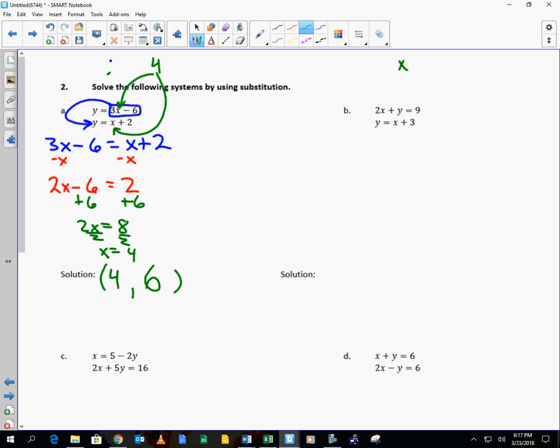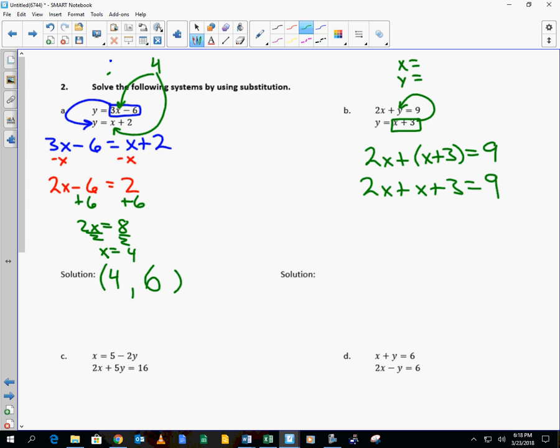Substitution, we need an x equals or we need a y equals. You can see here you have a y equals. Place it in for the y. 2x plus the quantity x plus 3 is equal to 9. There's no negative sign to distribute. There's no number to distribute. So it's just that 2x plus x plus 3 is equal to 9.